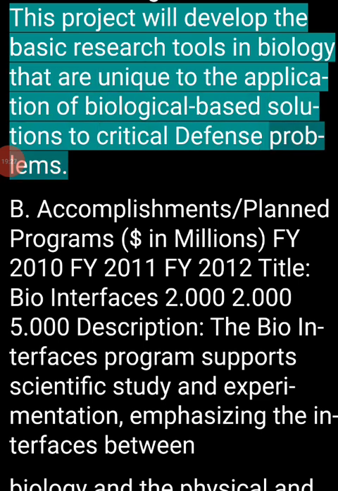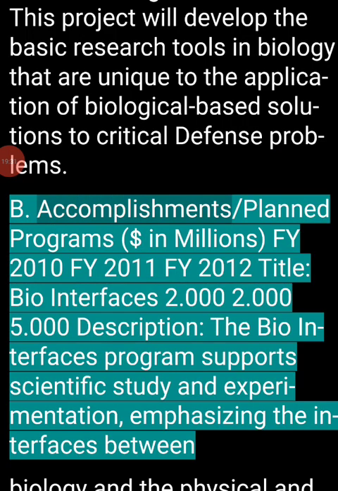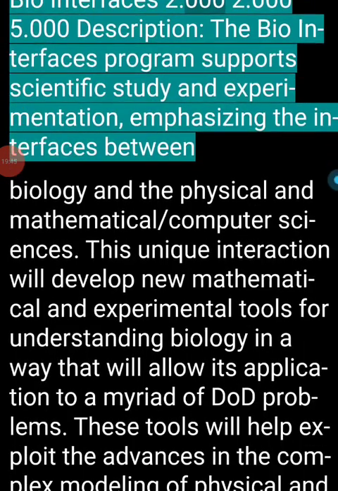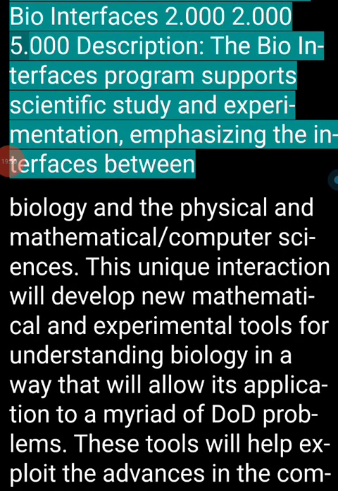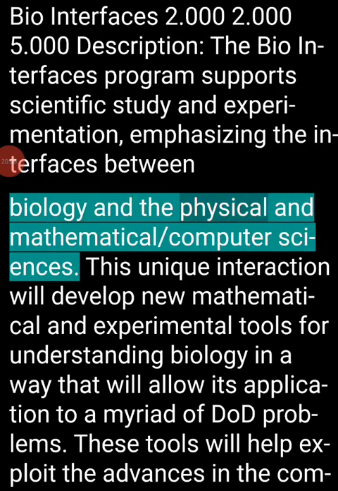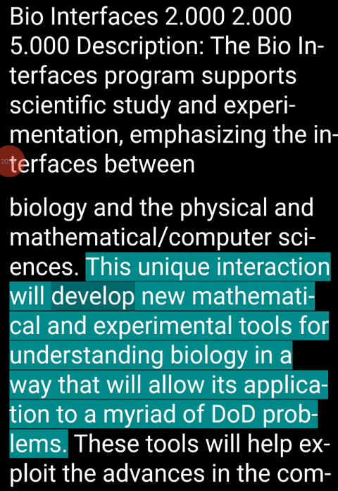to critical defense problems. The Accomplishments and Plans. Programs, $ in millions, FY2010, FY2011, FY2012. Title: Biointerfaces, 2.000, 2.000, 5.000. Description: The Biointerfaces program supports scientific study and experimentation, emphasizing the interfaces between biology and the physical and mathematical computer sciences. This unique interaction will develop new mathematical and experimental tools for understanding biology in a way that will allow its application to a myriad of DoD problems.